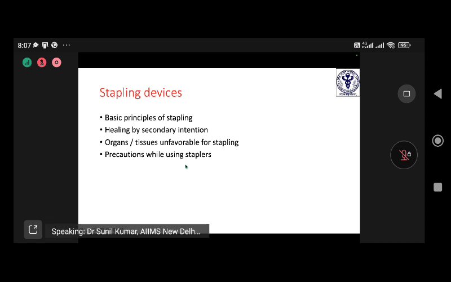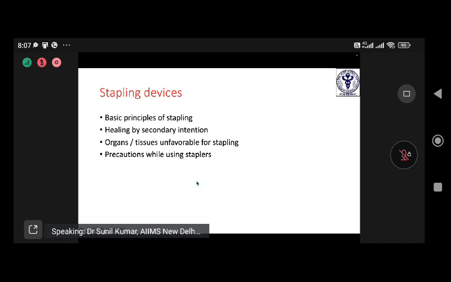Which are the organs where stapling is favorable, or where a particular kind of stapler will be used? Also, there are some organs which are not suitable for stapling, not favorable for application of a stapler. Again, for example, if you are asked why don't you just staple the cervical stump or the vaginal stump? There are reasons for that, and you should be clear about that. Again, what is the way to correctly use that?